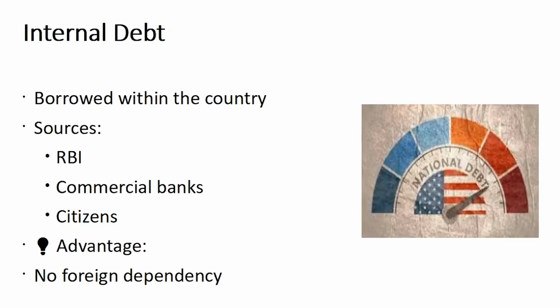You give 10,000 to the government today. Government promises to return it after some years with interest. So you earn interest. Government gets funds. Win-win situation.